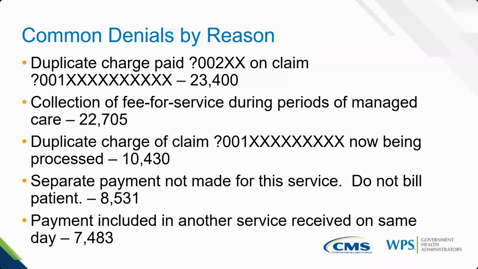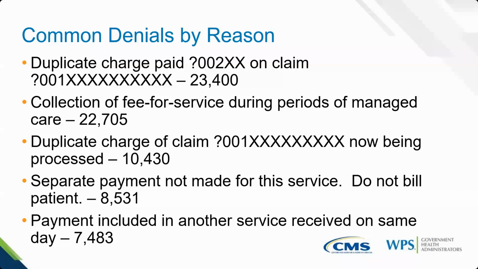If this was an actual denial reason that printed out on the remittance advice, there would be a date there. Duplicate charge paid, such and such a date, on claim, on that next group of question mark 001, and those X's would actually appear as a claim code or an internal control number for a claim. So it would be telling you that we've already paid this claim, or paid for this service on another claim, and here's the claim number and here's the date.